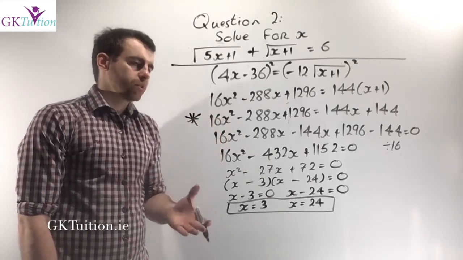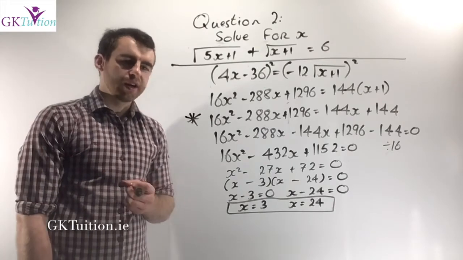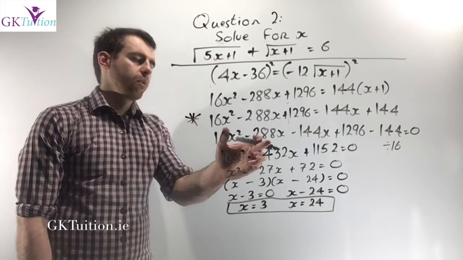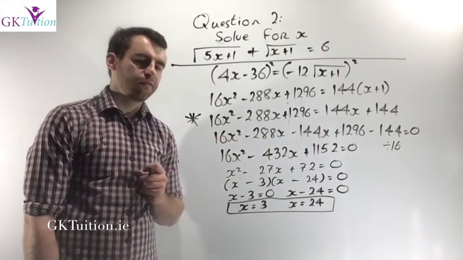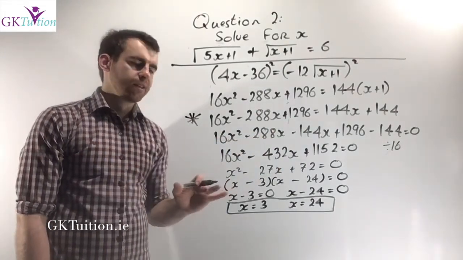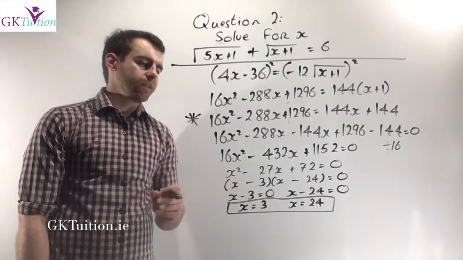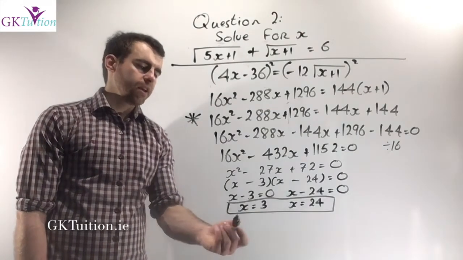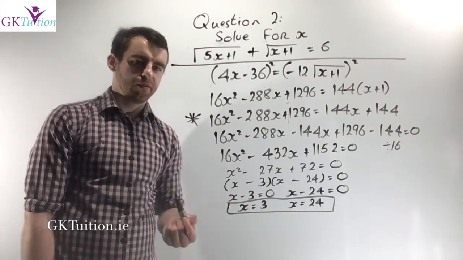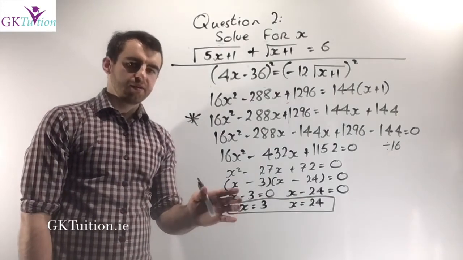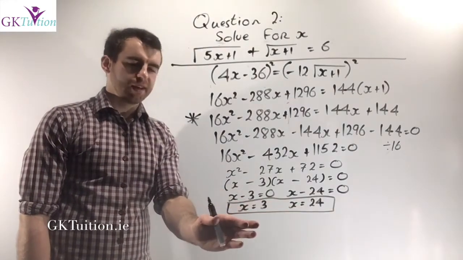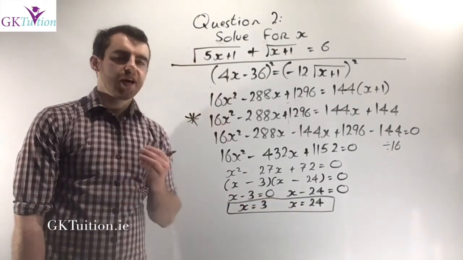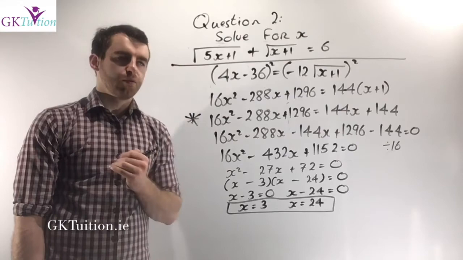So what I decided to do was to move everything to one side because I clearly have a quadratic equation. When I grouped my like terms, I got 16x squared minus 432x plus 1152. I can divide everything by 16 and get x squared minus 27x plus 72 equals 0. If you factorize and solve your quadratic, you get x equals 3 or x equals 24. But they're not necessarily both correct. In order to investigate if these are accurate, I need to sub these two answers into the original question and investigate if it works out.